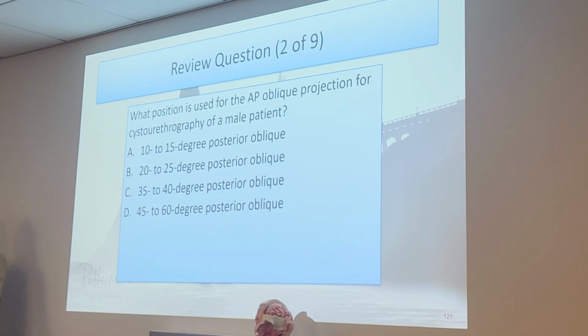All right, what position is used for the AP oblique of cystourethrography for a male patient? We just talked about this. C. 35 to 40 posterior oblique, very good. Very great example question for your test, by the way. I told you I won't put that 45 in there. Don't go to that 45, I know it's our default, but do not select 45. 35 to 40, posterior oblique.